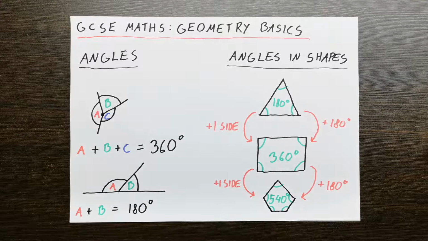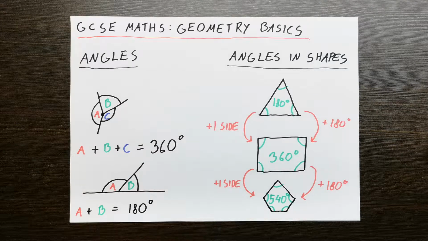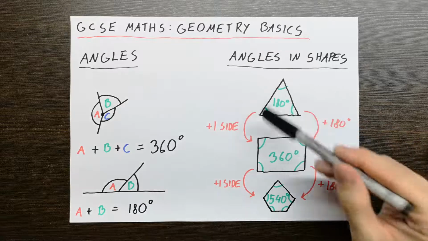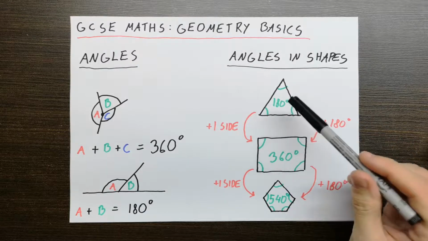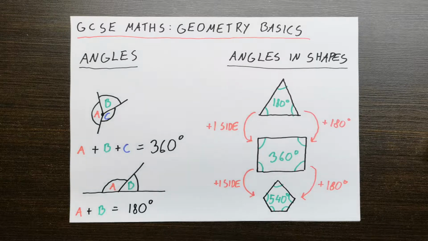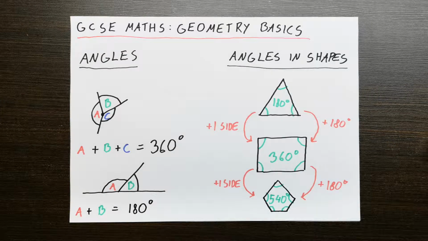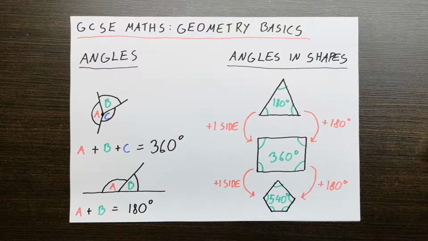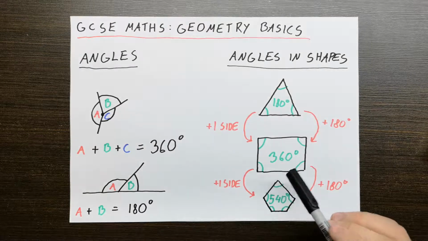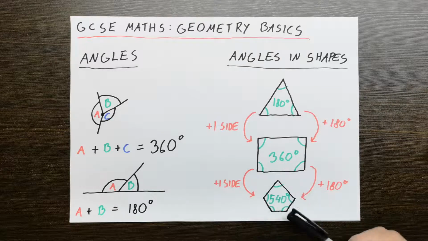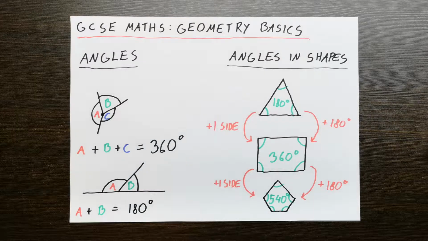Now, we're going to be looking at angles in shapes. So what are the basic rules covering that? The main rule I want to teach you is that in closed shapes, there is a distinct amount of degrees that angles add up to. For example, here we have a triangle, and all the angles inside it add up to 180 degrees. All angles inside a square or a rectangle add up to 360 degrees. And all angles inside a pentagon add up to 540 degrees.